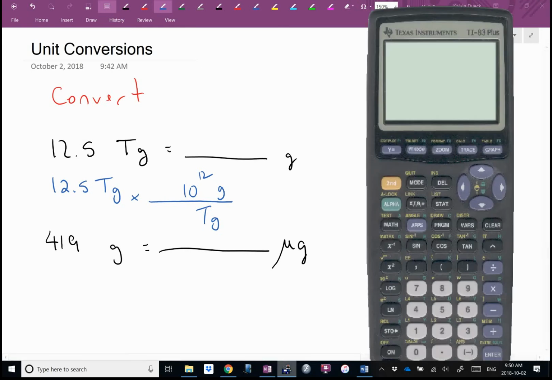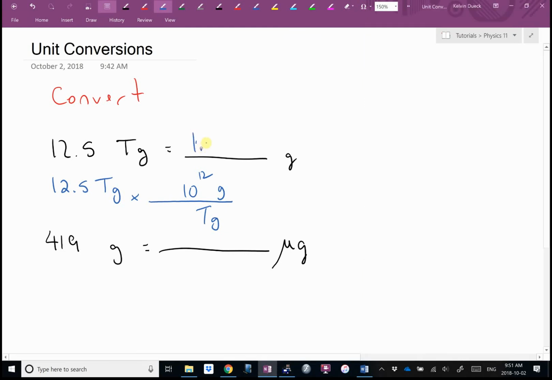Now I would go to my calculator. The 1 didn't show up, did it? There. Times 10 to the 12th. This is probably going to give me an answer in scientific notation because it's so big. Oh, it's okay. So I would write not 1.25e, I would write 1.25 times 10 to the 13th. Okay? That's how I get rid of a metric prefix and just leave my base unit.